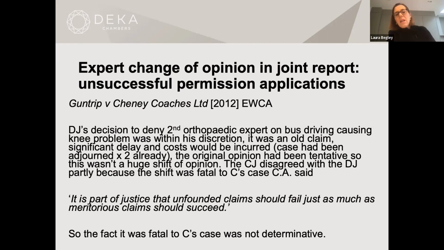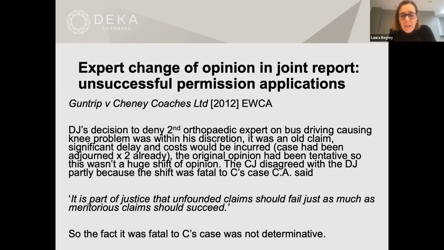And the claimant's expert in his first report was a little bit equivocal about whether the bus driving and the gear changing would have caused the problems complained of by the claimant. So it wasn't the strongest expert report. And at the time of the joint report, the expert then said, actually, do you know what? Any competently performed knee replacement should have produced a knee that could cope with changing gears on a bus. So I'm not going to support causation.